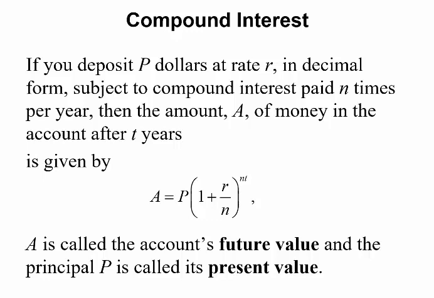A, the account's future value, is equal to the principal times 1 plus the rate divided by the number of times you're compounding, and then you raise that to the number of times you're compounding per year times the number of years. So this right here is the compound interest formula, but modified a little bit so that it can be compounded more than just once a year.